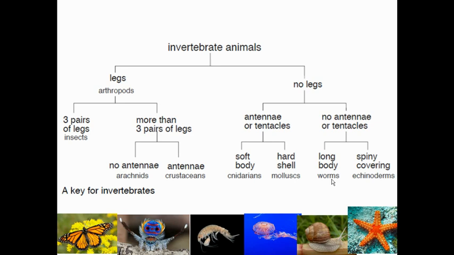And if we've got an invertebrate with no legs, no antennae or tentacles, but they've got sort of like a hard spiny covering, it's an echinoderm, okay? And these are our starfish, okay? So you may think that the star part of the starfish are the legs. They're not actually legs, okay?